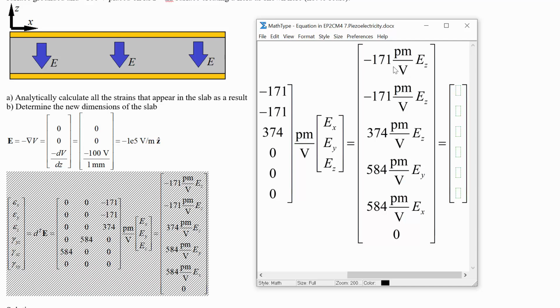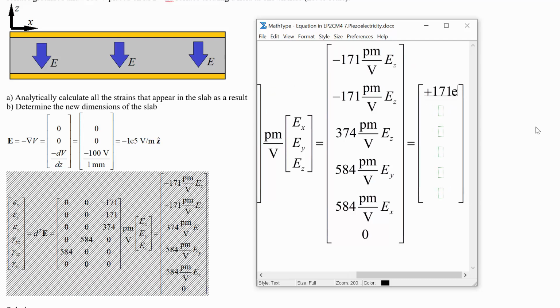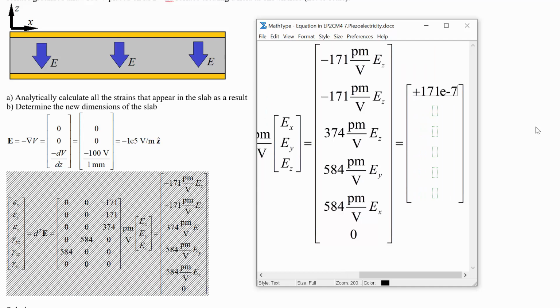Positive 171 E minus 7. So 171 times 10 to the negative 7. Here, same thing, 171 E minus 7. But this one now we're going to create a negative. So minus 374 E minus 7. And then 0 for the rest of them because we don't have any y field or x field.